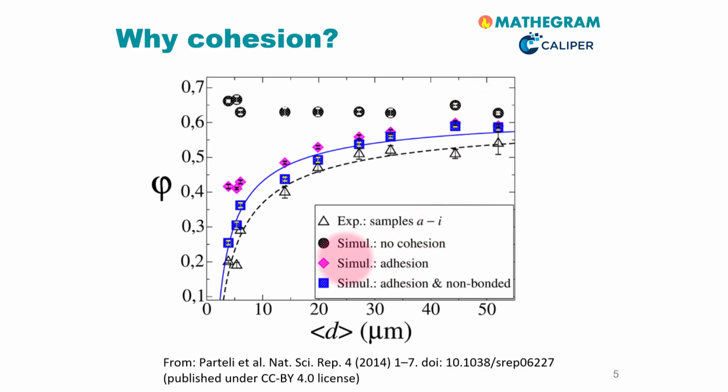However, if we include an adhesion model, or an adhesion and a non-bonded van der Waals force model, you see that we can get very close to the experimental trend. Thus, in order to understand the behavior of powders with particle size of, let's say, less than 50 micrometers, we must include cohesion and adhesion models, as they are sometimes called.